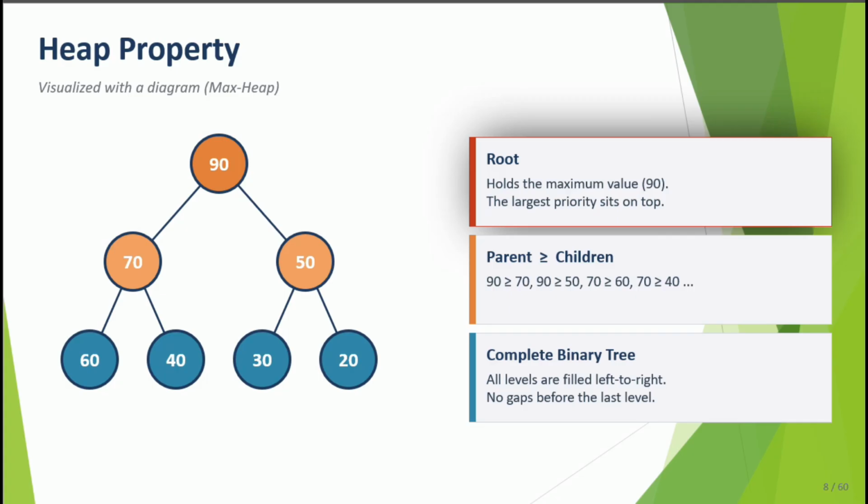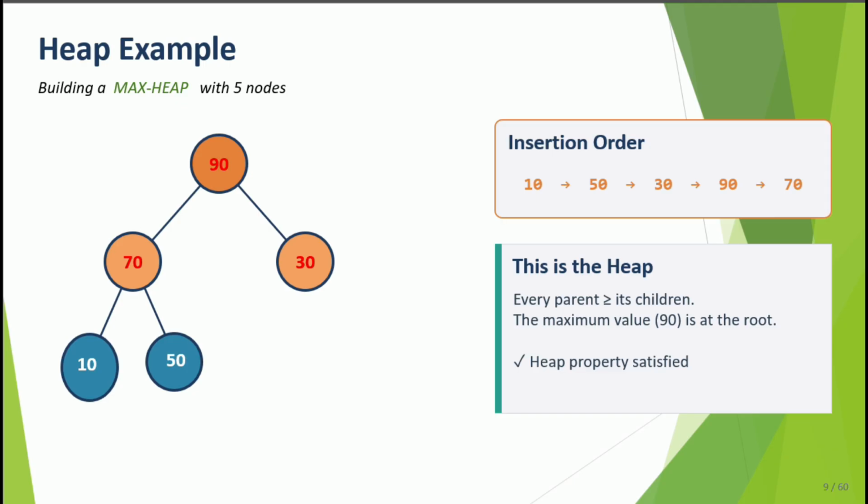In this max heap example, 90 is the root and also the largest value. Each parent node is greater than its child nodes. Another important property is the tree must remain complete, meaning levels are filled from left to right. In this slide, we see a max heap with 5 nodes.